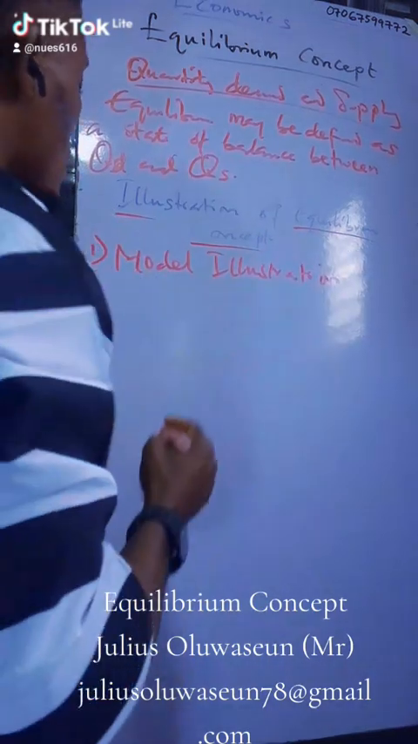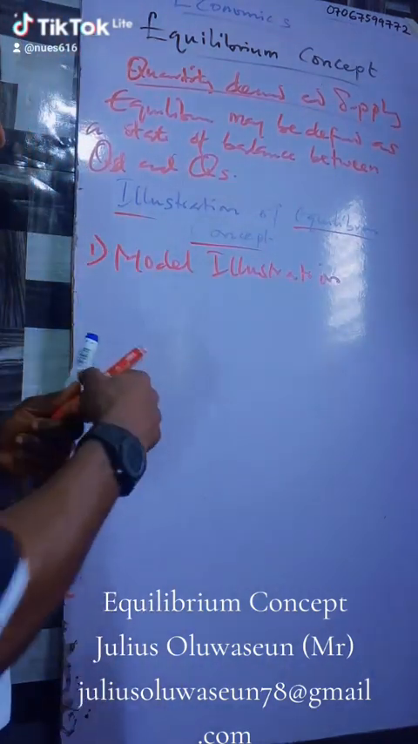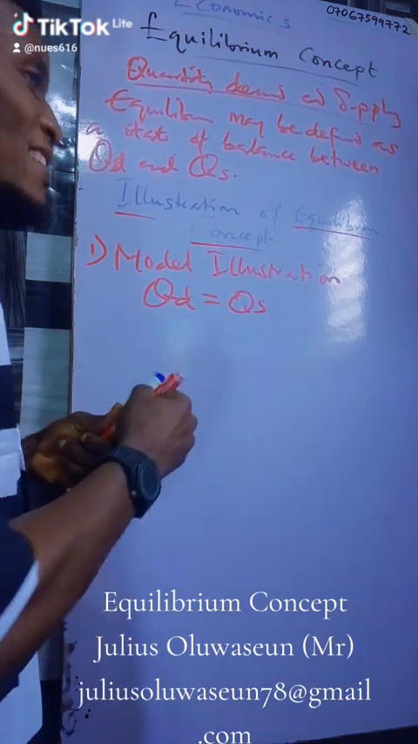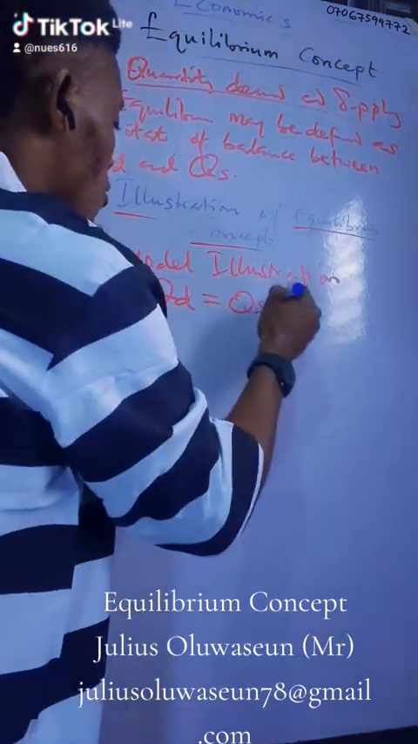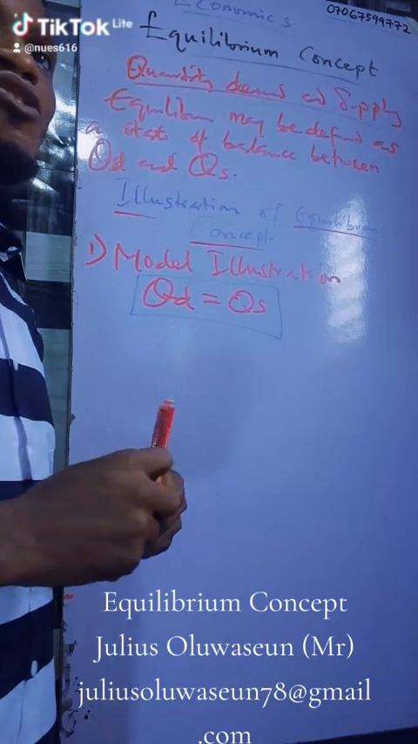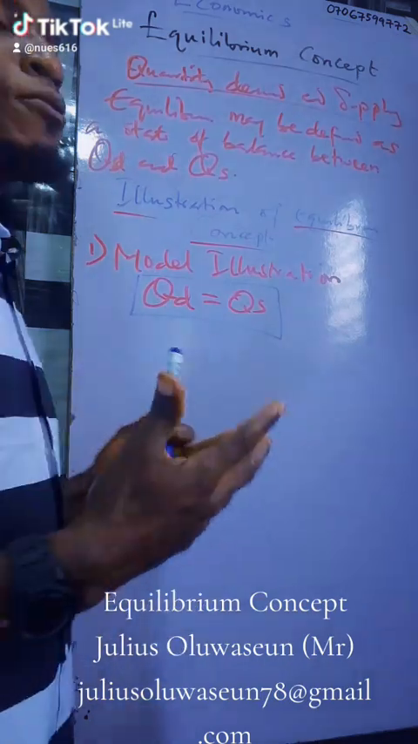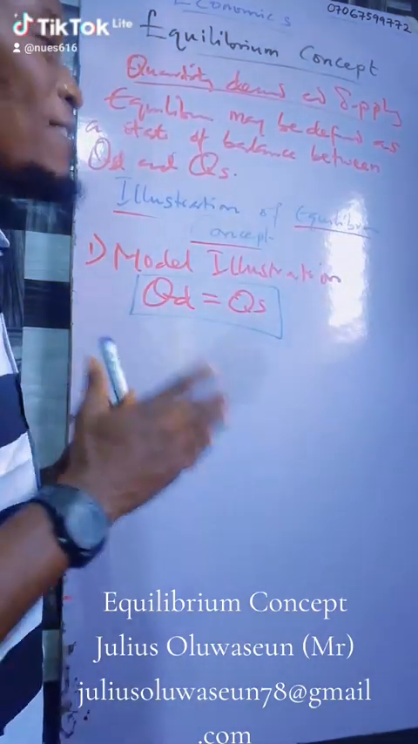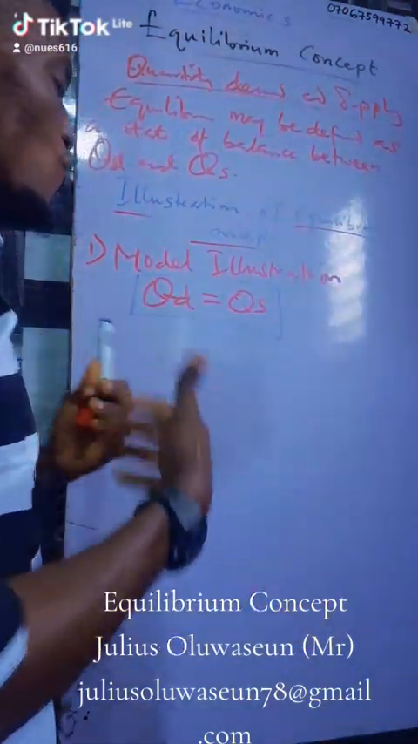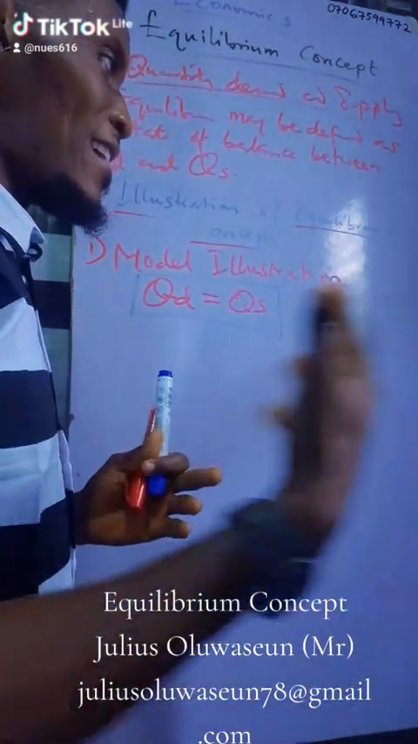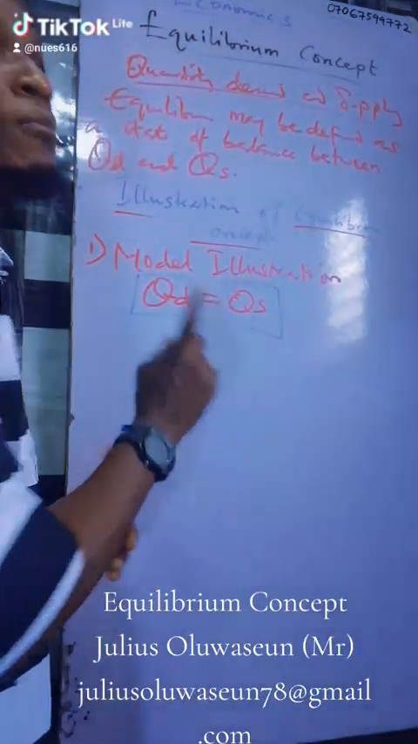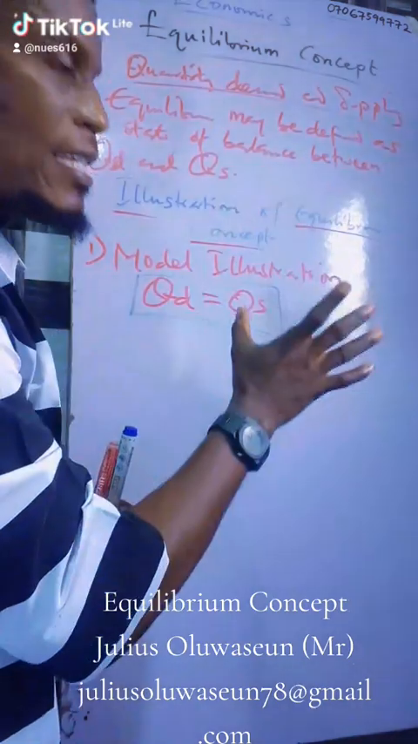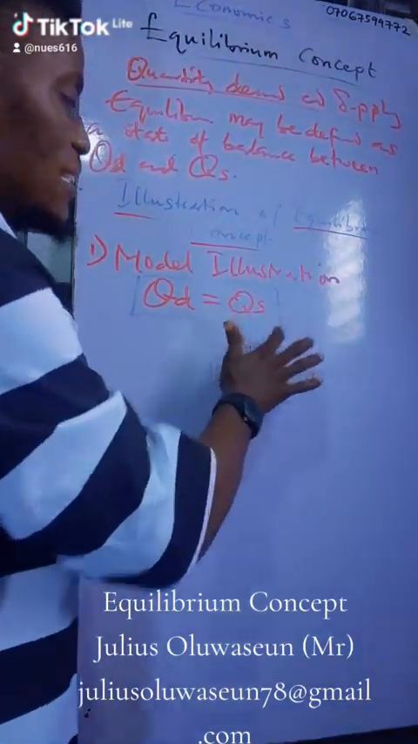The model illustration is: quantity demand is equal to quantity supply. So this is the model illustration. There is a mathematical approach to this concept of equilibrium under quantity demand and supply. In my next class I shall discuss that extensively. But this is the model, the formula that we are using. This model shows the relationship, the connection, the equality between quantity demand and quantity supply.